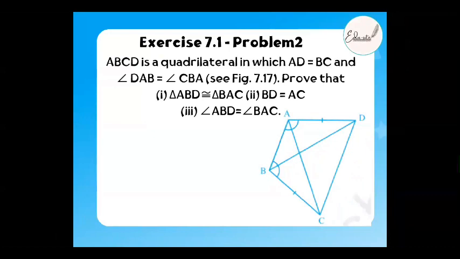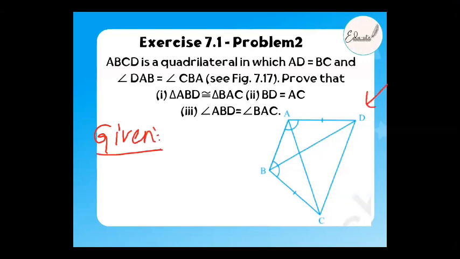Laiba, read this question for me. ABCD is a quadrilateral in which AD is equal to BC and angle DAB is equal to angle CBA. Quickly write it down on the screen, whatever they have given. Can you write it? It's actually hard. Okay, no problem. You can just mention on the diagram what is given.